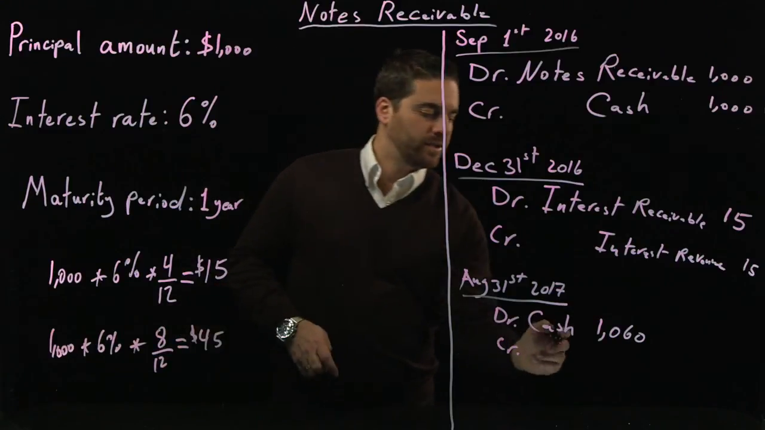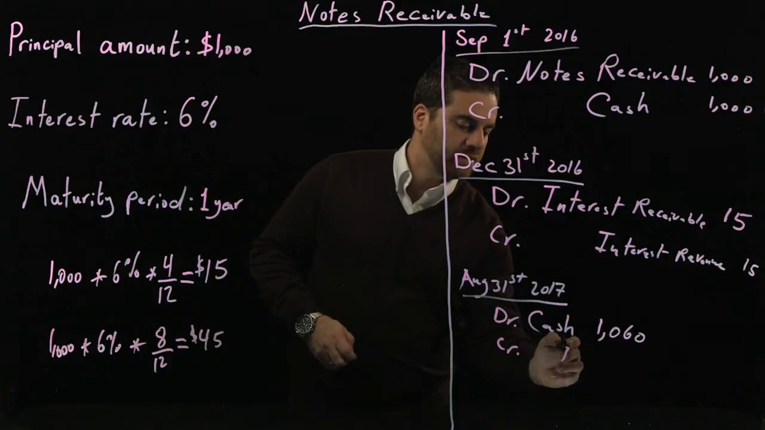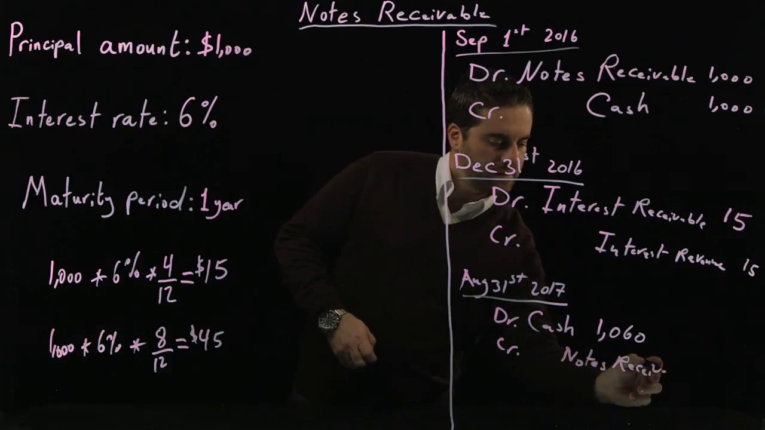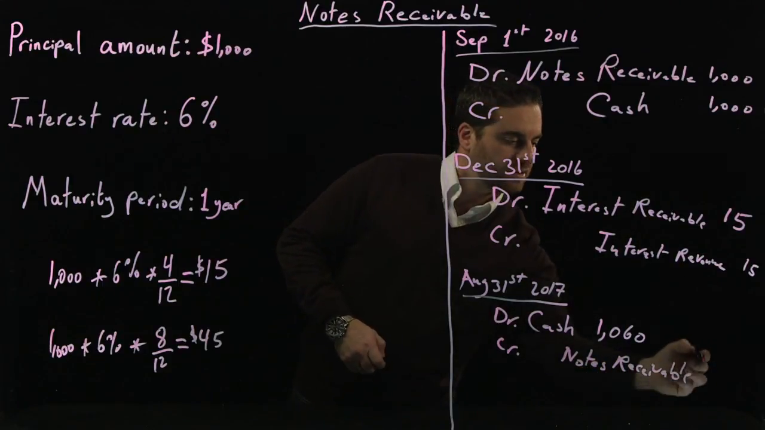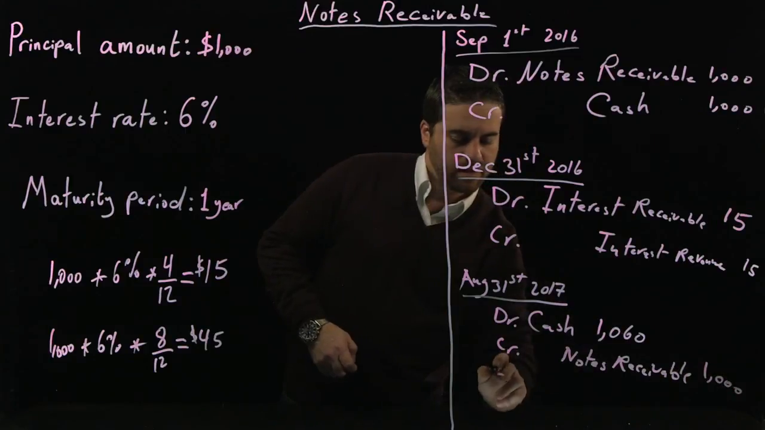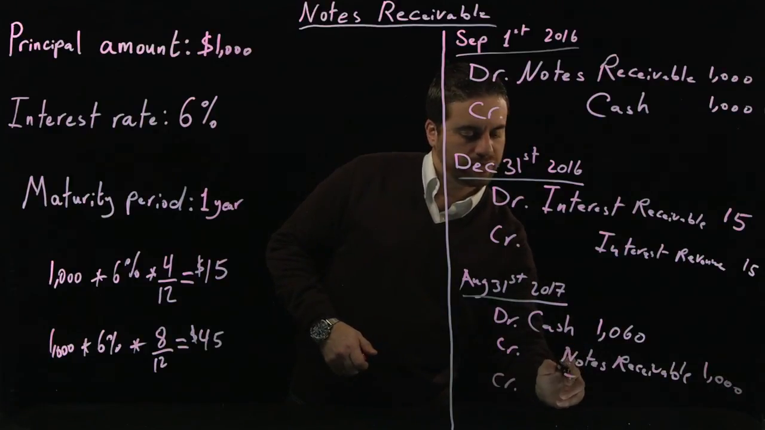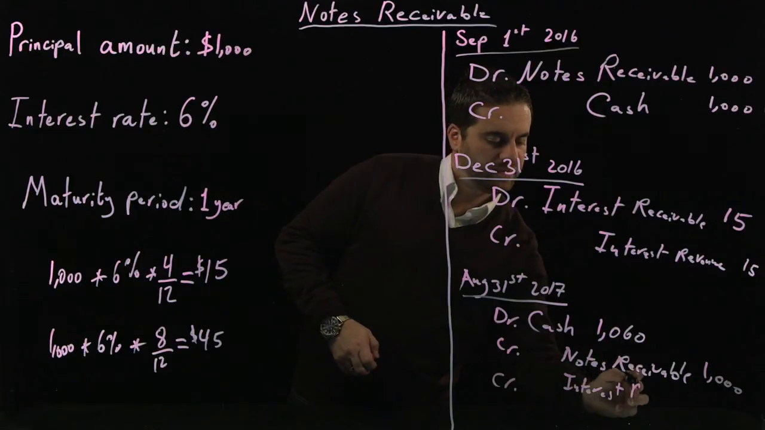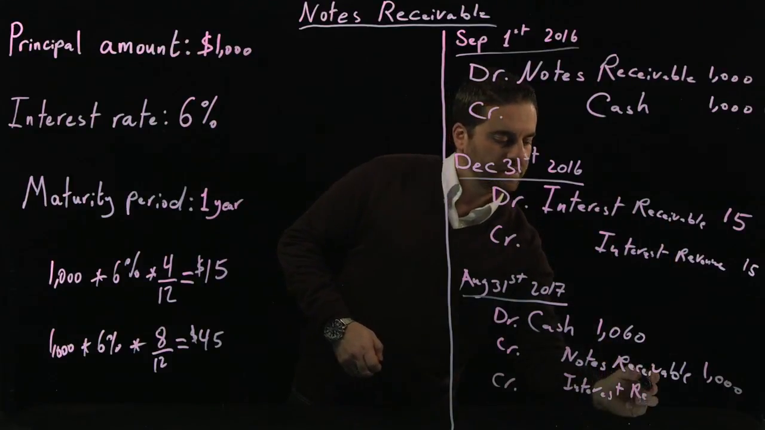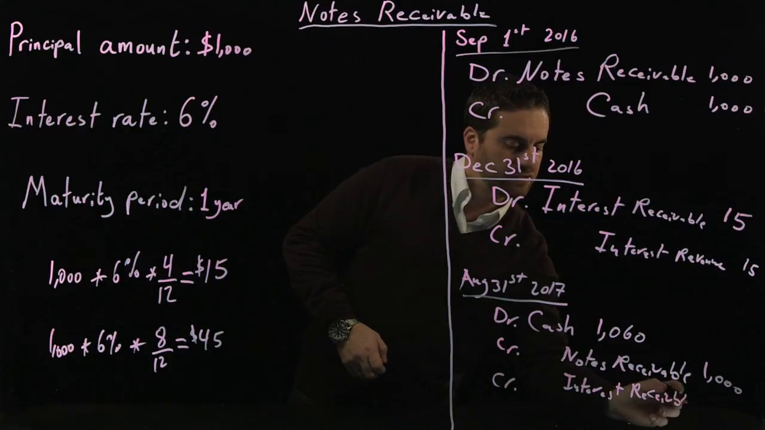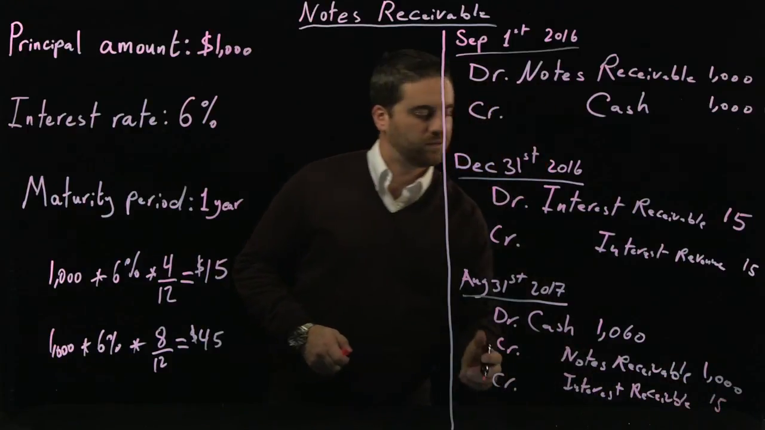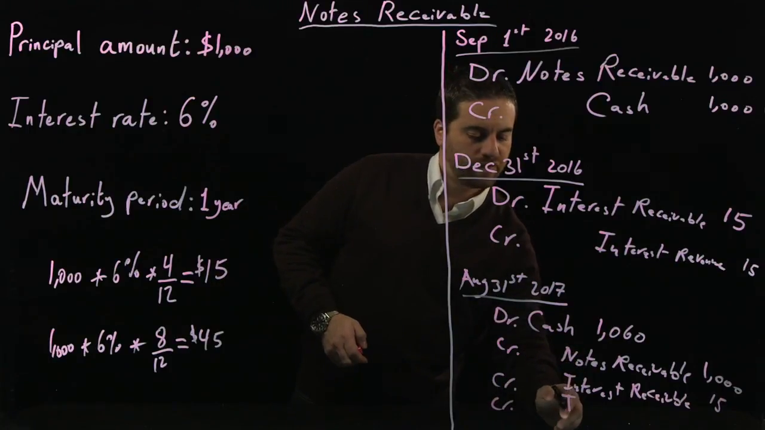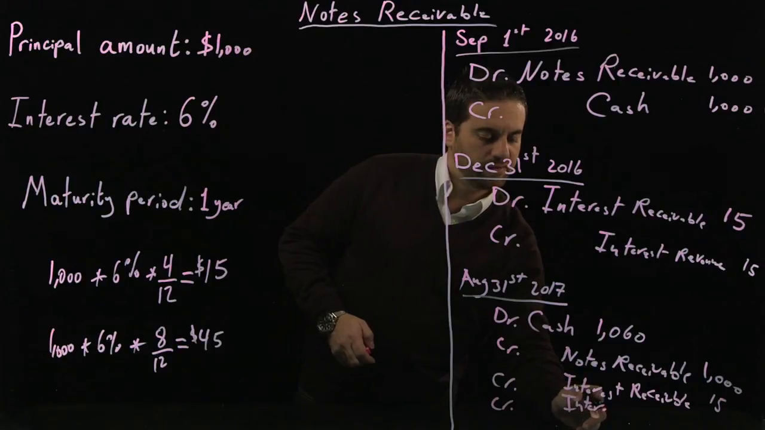Okay, so again, we're going to credit notes receivable for $1,000, that is decreasing, and then credit interest receivable, because it's converting to cash, so it has to decrease, since there's no more receivable, of $15, and then one more credit, which is the interest revenue of $45.